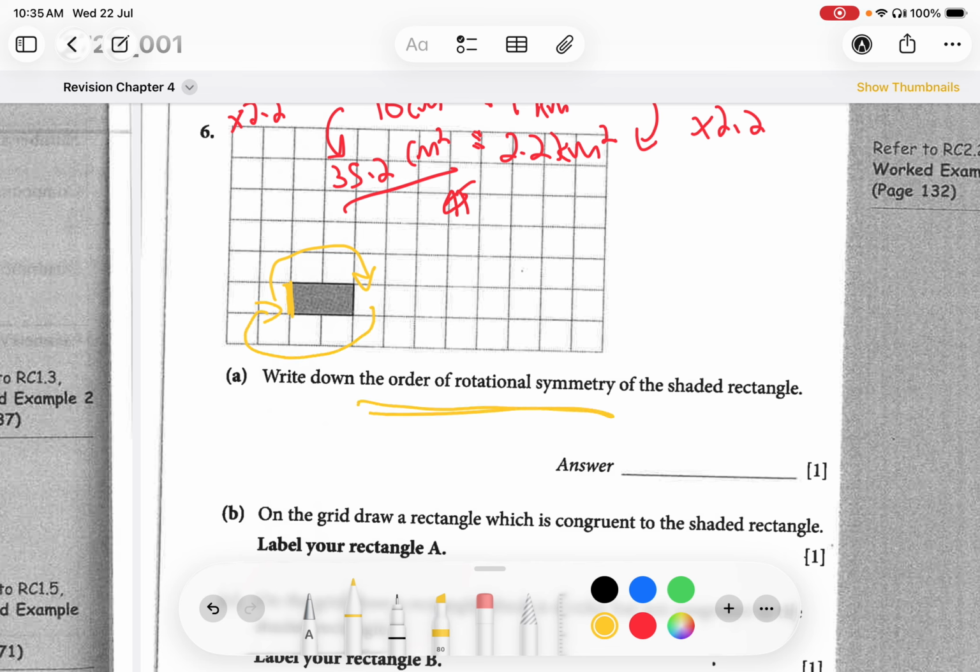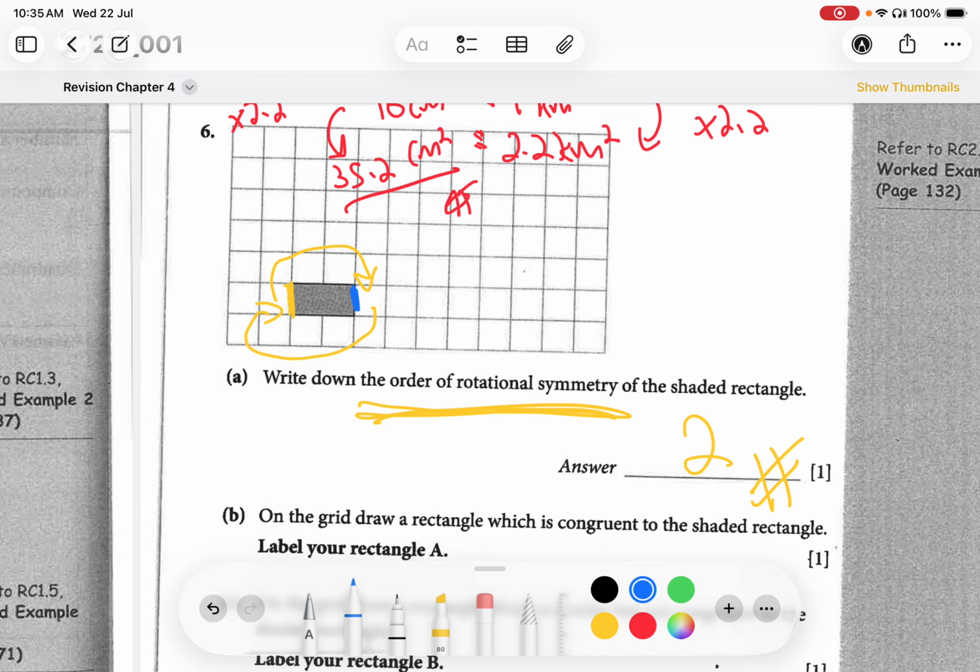The order of the rotational symmetry is 2. That's all. Okay, for then another triangle that's congruent, not the same. Same shape, same size. So this side here is 1, right? I draw 2. This side here is 2, right? I draw 4. 1, 2, 3, 4.